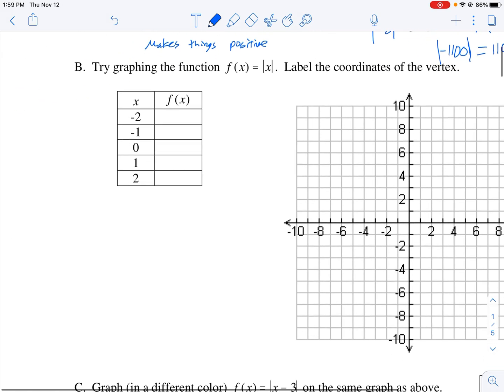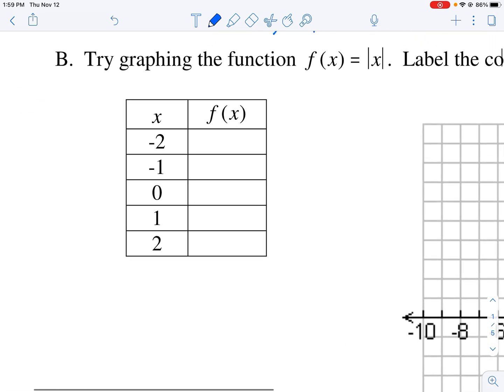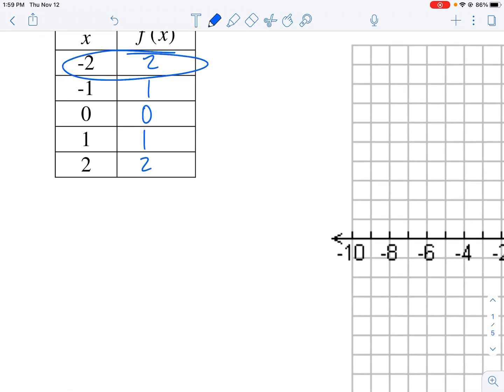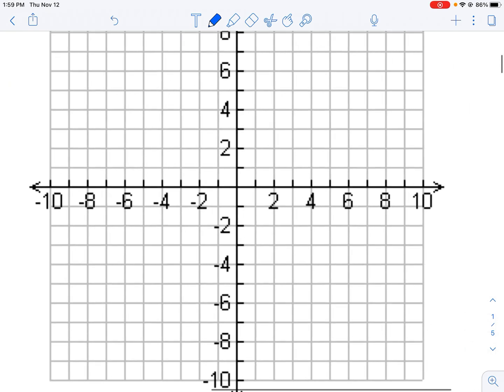So, to remember what absolute value does, it just makes things positive, and if it's already positive, it stays positive. We're going to graph the function where f of x equals the absolute value of x. I'm going to take these x's and absolute value them. The absolute value of -2 is 2. The absolute value of -1 is 1. The absolute value of 0 is 0. The absolute value of 1 is 1. And the absolute value of 2 is 2. So I got my points here. Remember, each row makes a point. So we got -2, 2; -1, 1; 0, 0; 1, 1; and 2, 2.